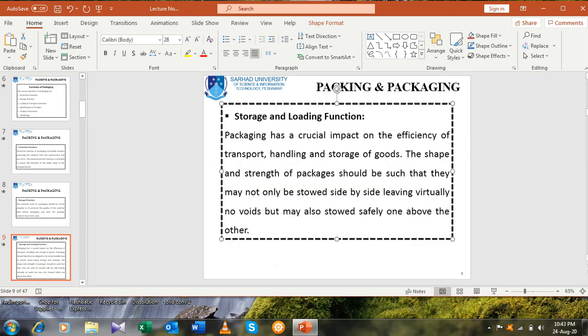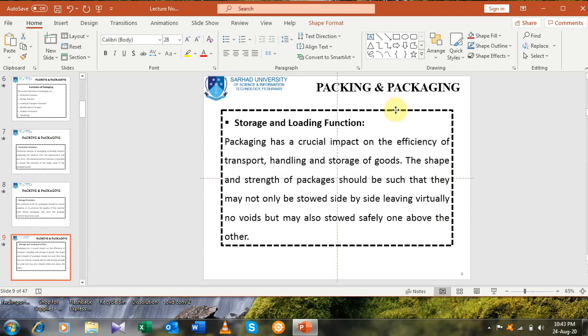It is a proper function of the shape and the strength of packages that they should be such that they may not only be stored side by side, leaving virtually no void, but may also be stored safely one above the other.